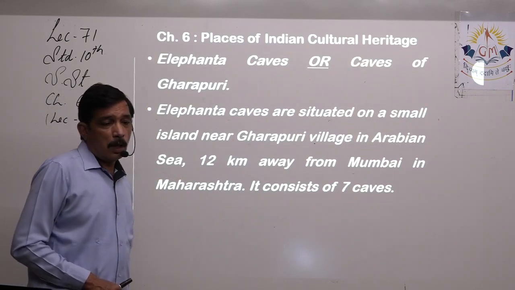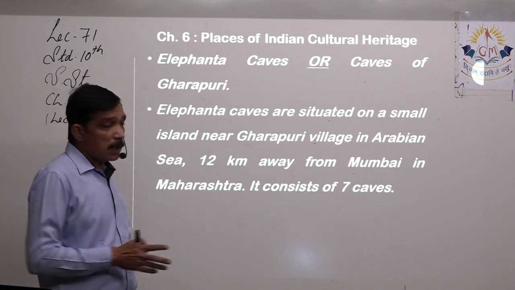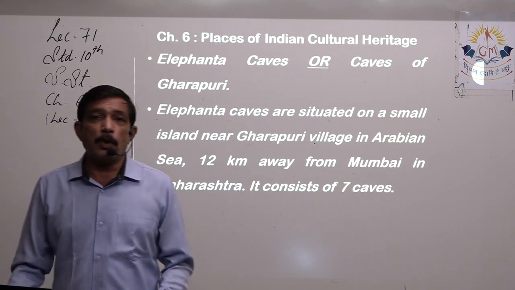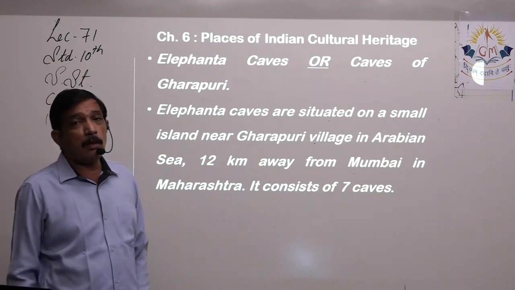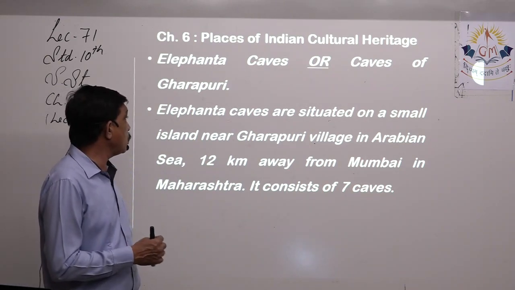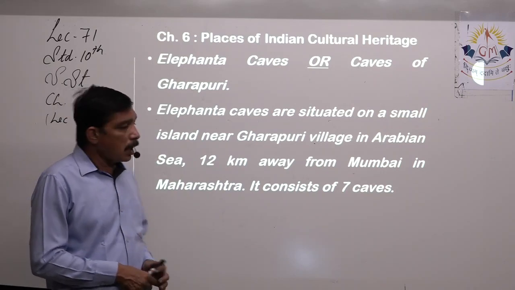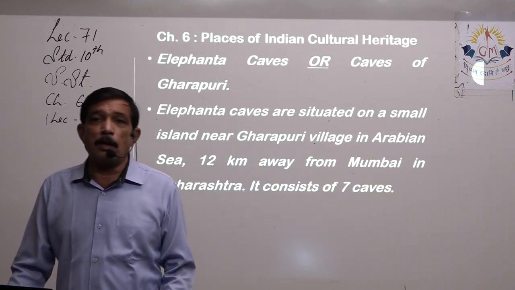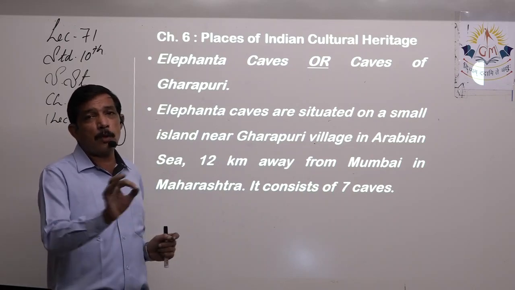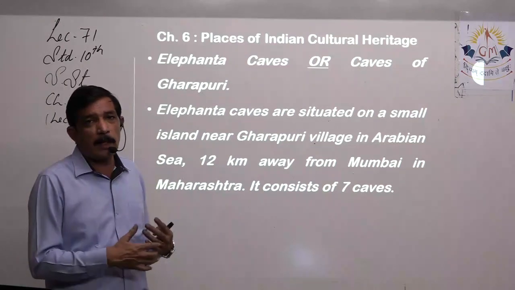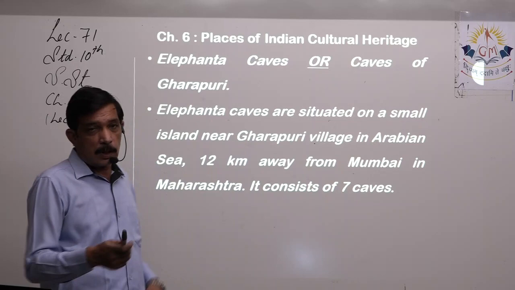Now we come to another important cave site, that is Elephanta caves, or they are also called caves of Garapuri. Elephanta caves of the Bombay coast, the coastal area near the city of Mumbai. Elephanta caves are situated on a small island near Garapuri village in the Arabian Sea, which is only 12 kilometers from Mumbai. So you have to take a boat over there, and lots of tourist boats keep plying, taking people from the port of Mumbai to Garapuri or Elephanta caves.